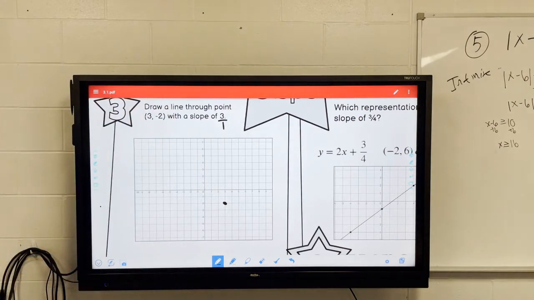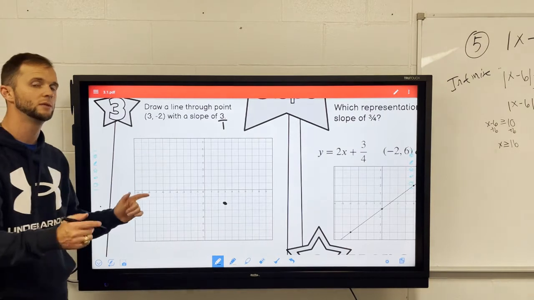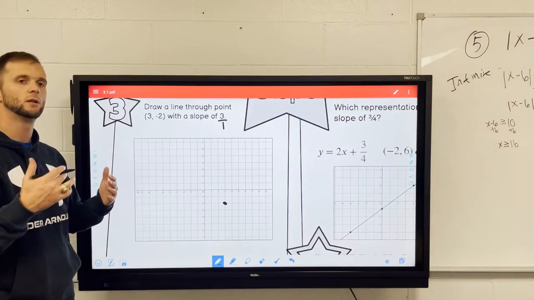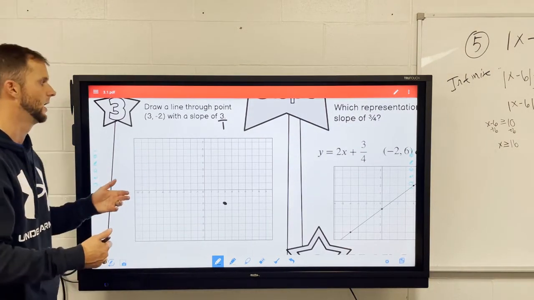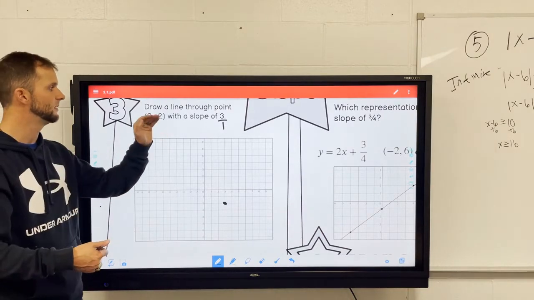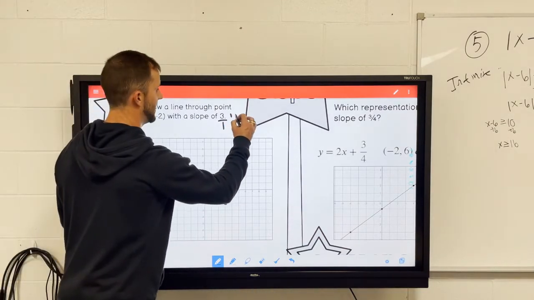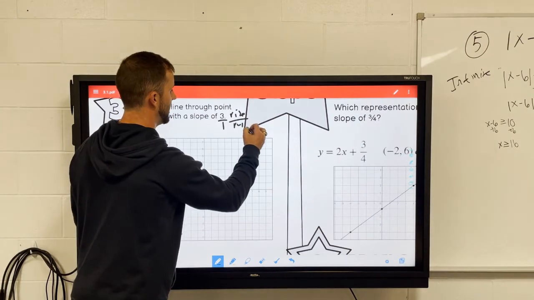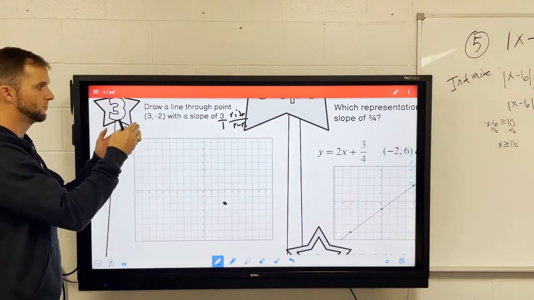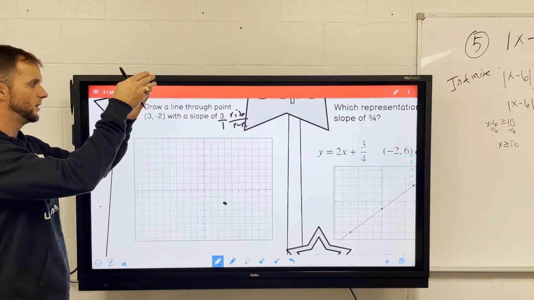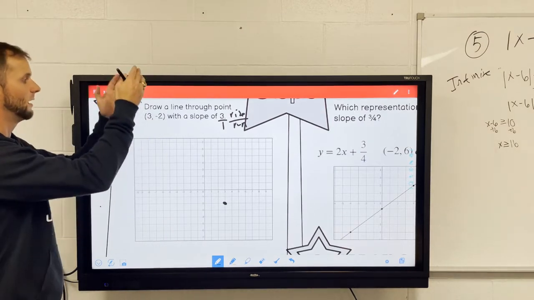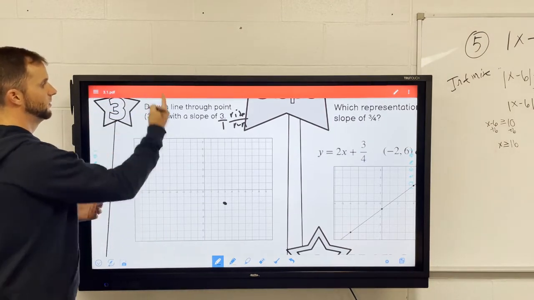Now it wants me to draw a line. So literally, I just need one more point to be able to draw that line, but I'm going to do it a little bit more multiple times so y'all can see the line. So that means my slope is going to be 3 over 1. Remember, this is my rise over my run. So that means I'm going to go up 3 over 1, or you could go over 1, up 3, however you want to do it. So I'm going to do 3 over 1.